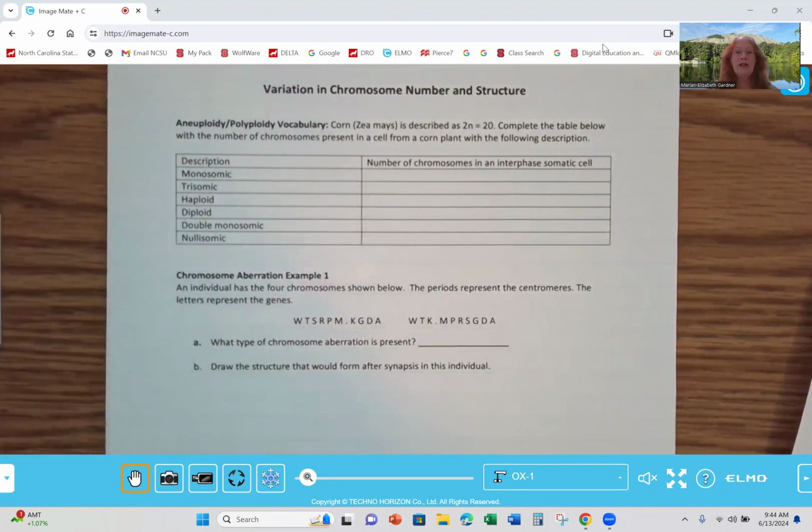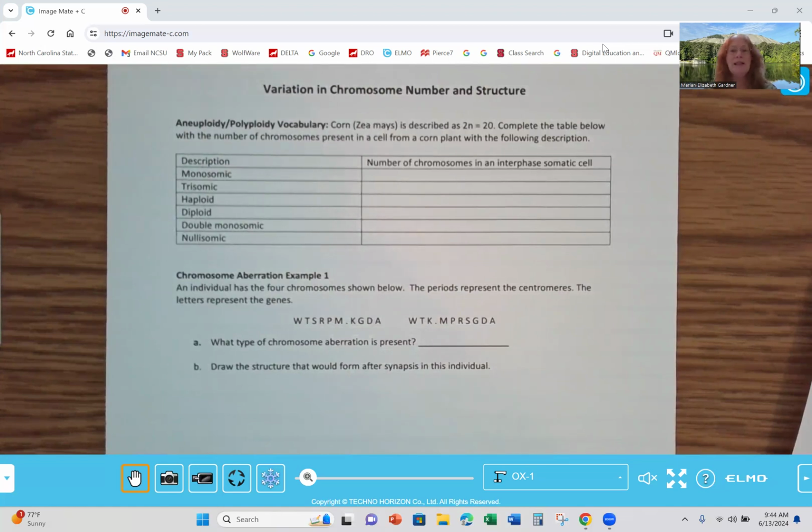When we think about variation in chromosome number, we often think about aneuploidy and polyploidy. Aneuploidy occurs when the chromosome number in an interphase cell is not an exact multiple of a haploid number. For example, in people, we are described as 2n equals 46. So an individual that had only 45 chromosomes, like Turner syndrome, or 47 chromosomes, like Klinefelter syndrome, would be considered to be an aneuploid.